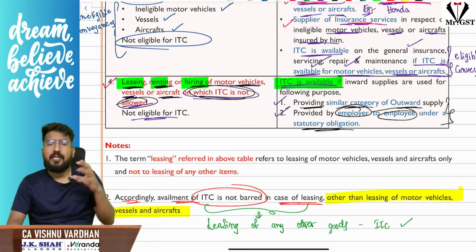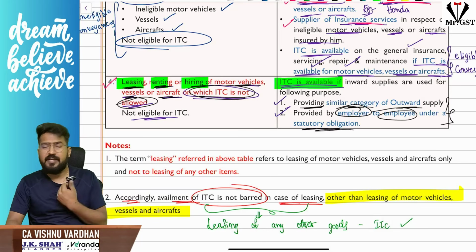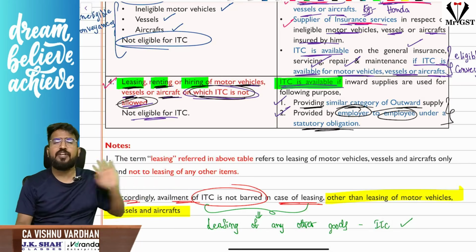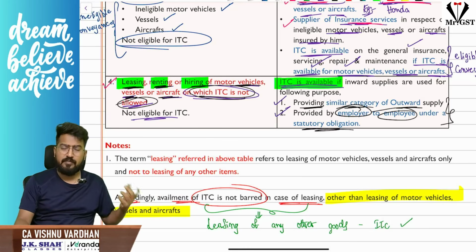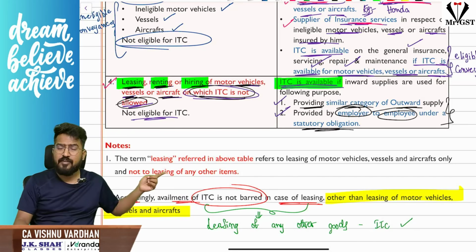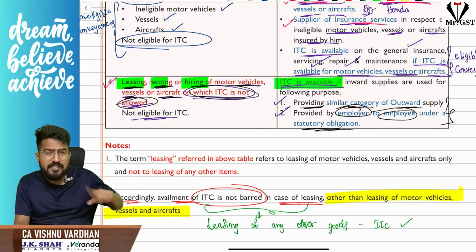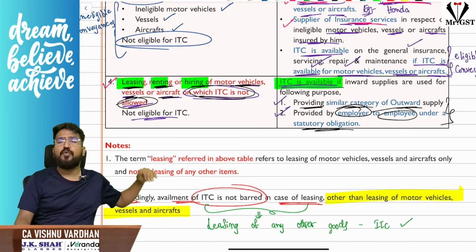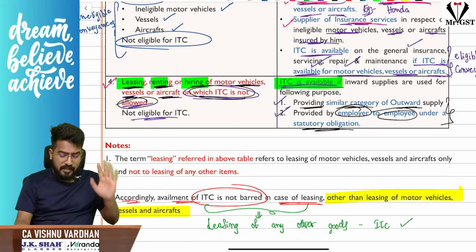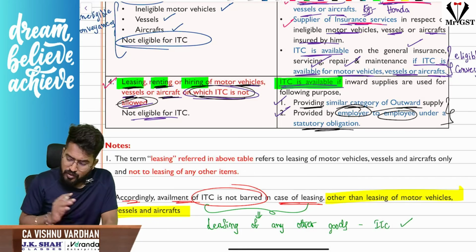I repeat, I am leasing the ineligible conveyance, for me, my car. I purchased it and I cannot take ITC. That is an ineligible conveyance for me. I am renting that out to somebody. That fellow also cannot take ITC on that. The rent plus GST I will charge. He cannot take ITC except in two cases. He is taking that on rent to give it on rent, that means to provide similar category of outward supply. Or he is taking it on rent because he is an employer to provide to his employees as a part of statutory obligation. Then he can take ITC. Except those cases, he cannot take ITC. Am I clear? So that is the concept.